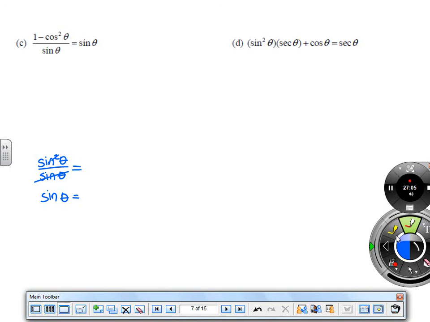So, in part D, okay, where do you guys want to start? Left side or right side? Left side. We've got more stuff we can work with there. On the right side, I'd have to put a lot of new stuff in, because it's so simple already. So maybe I'll start on the left side. Okay, so I have sine squared theta times secant theta plus cosine theta. All right. Okay, so tell me what you guys want me to do first. Matt.